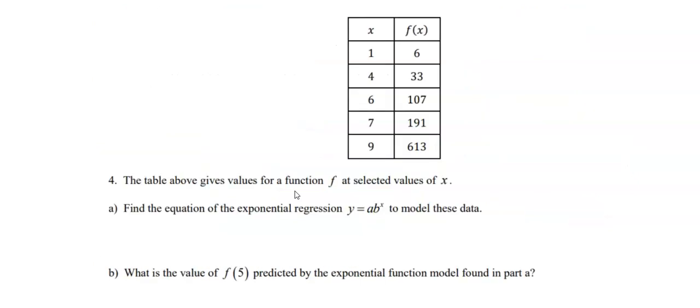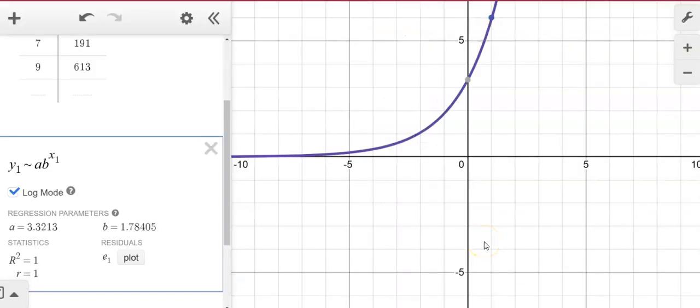And the video is going to time out after 15 minutes, so try to finish this question up. So again, we have another table here. I'm going to pause while I get that into Desmos. All right, so there's everything punched into Desmos. Again, make sure you check the log mode, otherwise your numbers are going to be off a little bit. So A ends up being 3.3213 and B is 1.784. And then it actually looks like that's a perfect fit for that model. Our R-squared value is 1, so that's kind of nice.